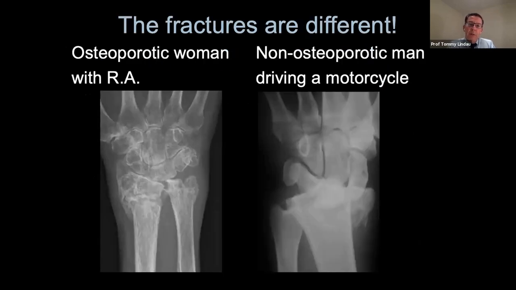If you look at these two images, you can see the clear difference from the sad woman with rheumatoid arthritis presenting with a radius fracture. And I guess the radius fracture here is the least of her problems. Then we have the other counterpart, someone coming off a motorcycle accident and presenting with a high-energy trauma in non-osteoporotic bone stock.